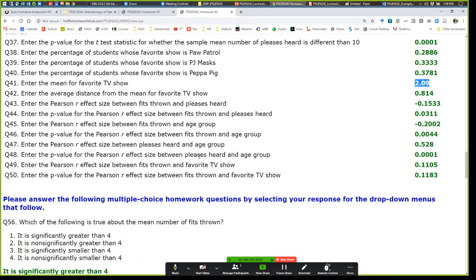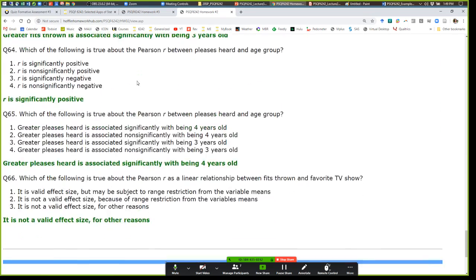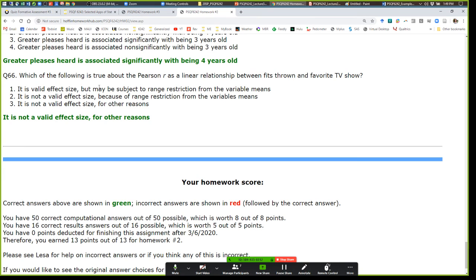And then I asked for correlations between favorite TV show and other stuff. And the answer is that none of that makes any kind of sense. Because favorite TV show is not a number. And there's 3 categories, which means that there are 3 potential differences you could have between fits thrown. Do people who throw more fits like Peppa Pig better than PJ Masks, Peppa Pig better than Paw Patrol, or PJ Masks better than Paw Patrol? Each of those 3 things could differ in terms of fits thrown. So we can't draw a single line through the 1, 2, 3 and have it mean anything. So it is not valid.